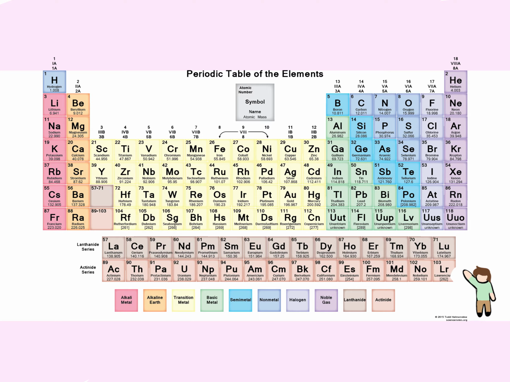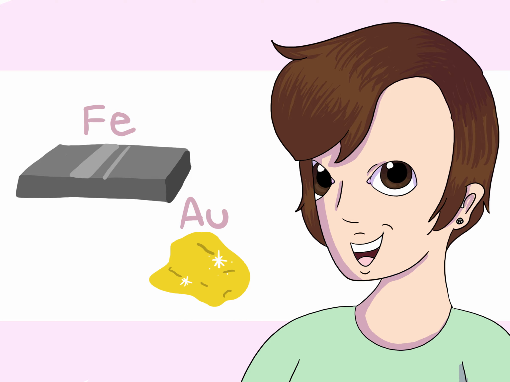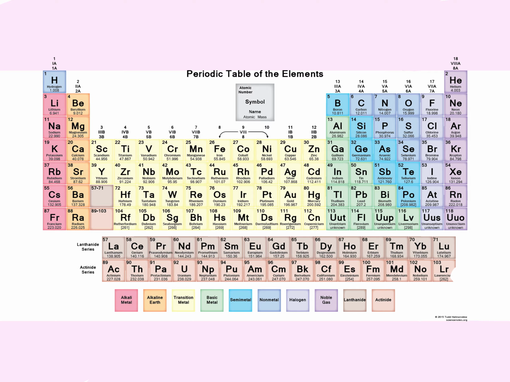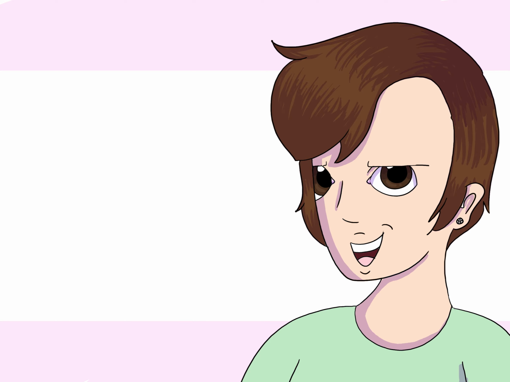I'm here to teach you about the periodic table and the patterns within it. This is the periodic table of elements. All of the little squares are elements. Elements are the basic building blocks of all matter. There are about 100 different elements, and they are all arranged on this table for your convenience.